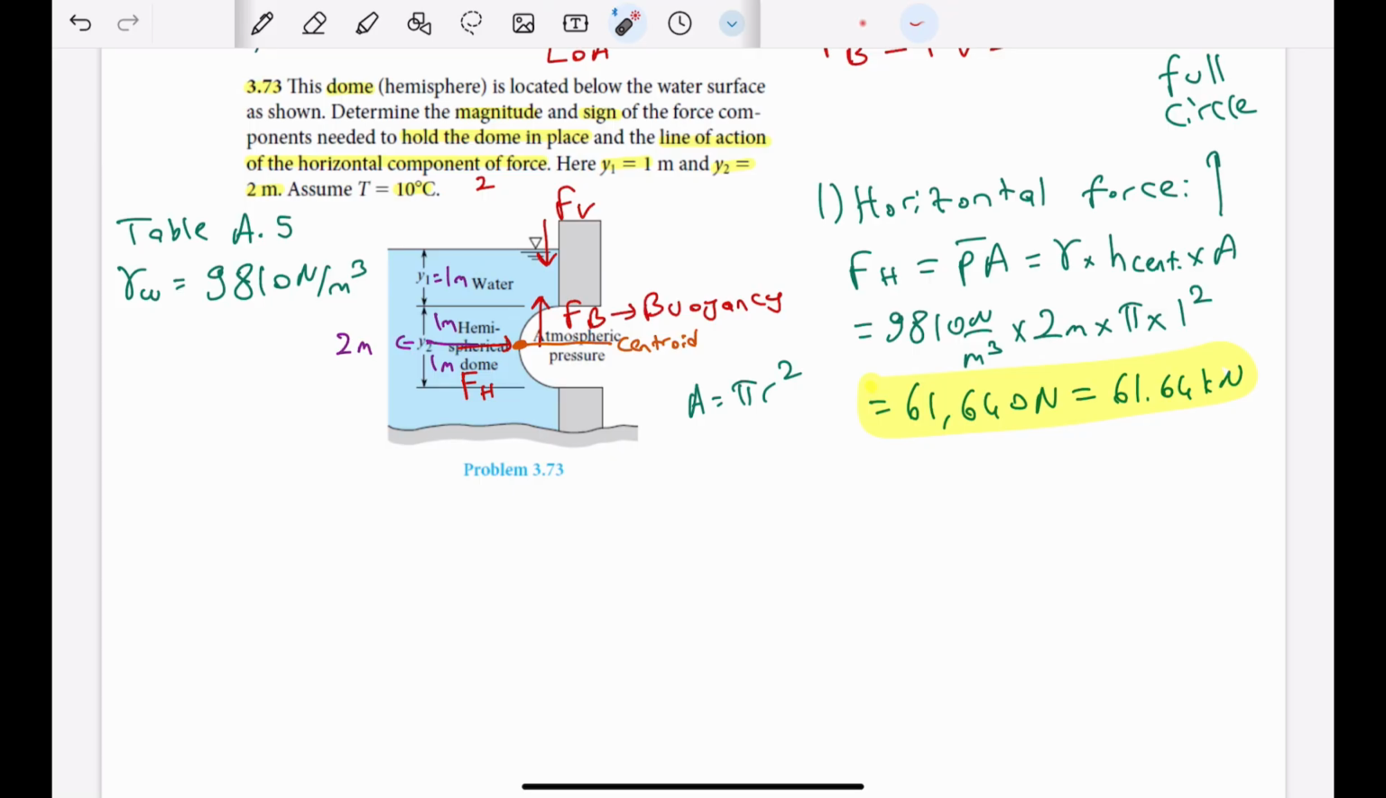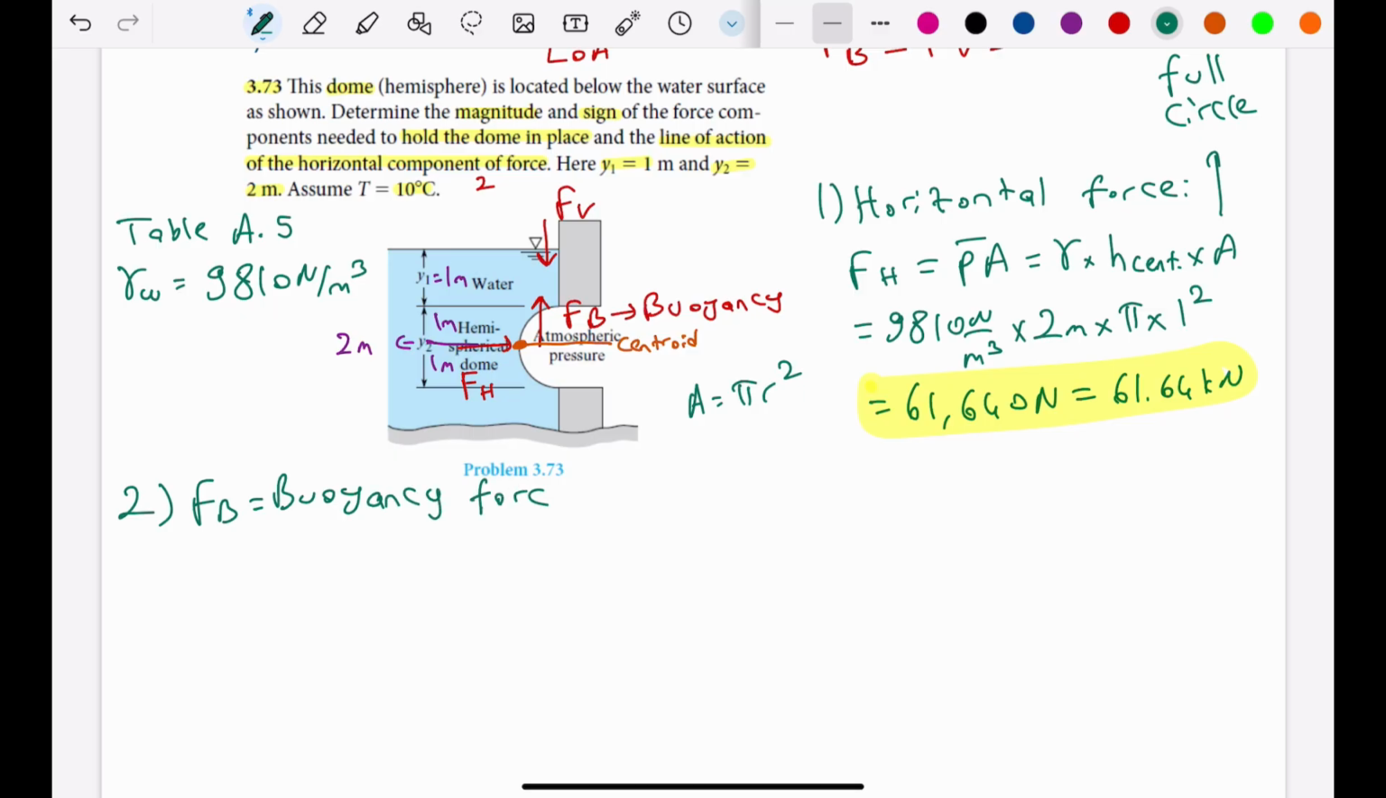Okay, now let's focus on this first part of the question, which we need to find the magnitude and sign of the force component needed to hold the dome in place. So actually, this horizontal force will not impact this dome. The only important component will be vertical forces. So we will have FB, which is vertical force, and we will have buoyancy force. So actually, when we say FB, this is buoyancy force. In other words, it is equal to weight of the displaced fluid.